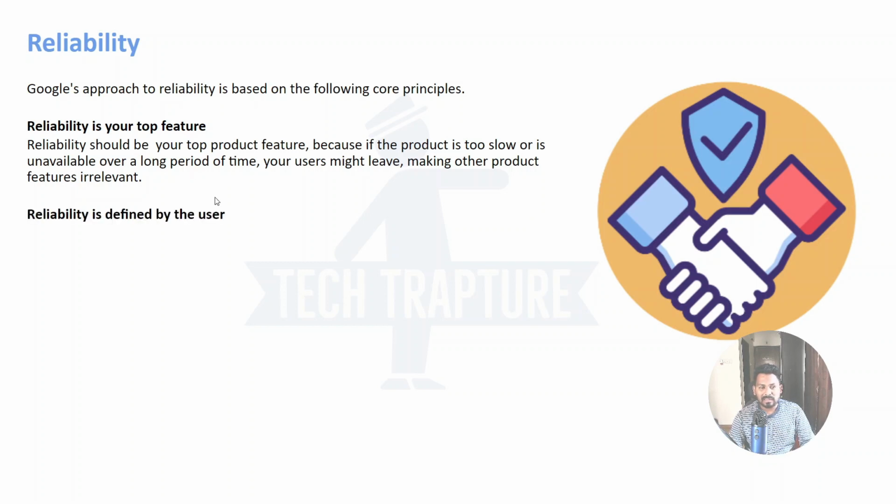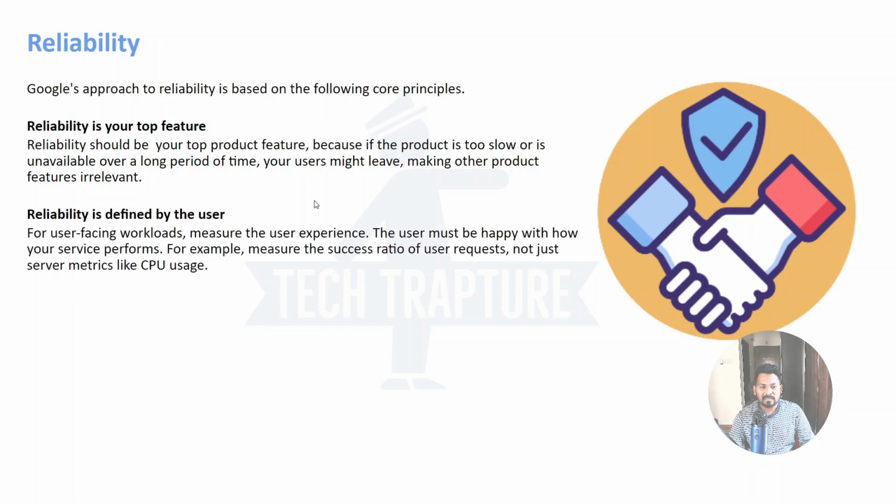And what is the second? Reliability is defined by users. Even if you try to define your reliability by some kind of SLO or uptime, it should always be measured by the user. The user must be happy with how the service performs. That is the main thing. Even if you measure your CPU, or you see that latency is very good, the user is the end parameter who should measure your reliability.